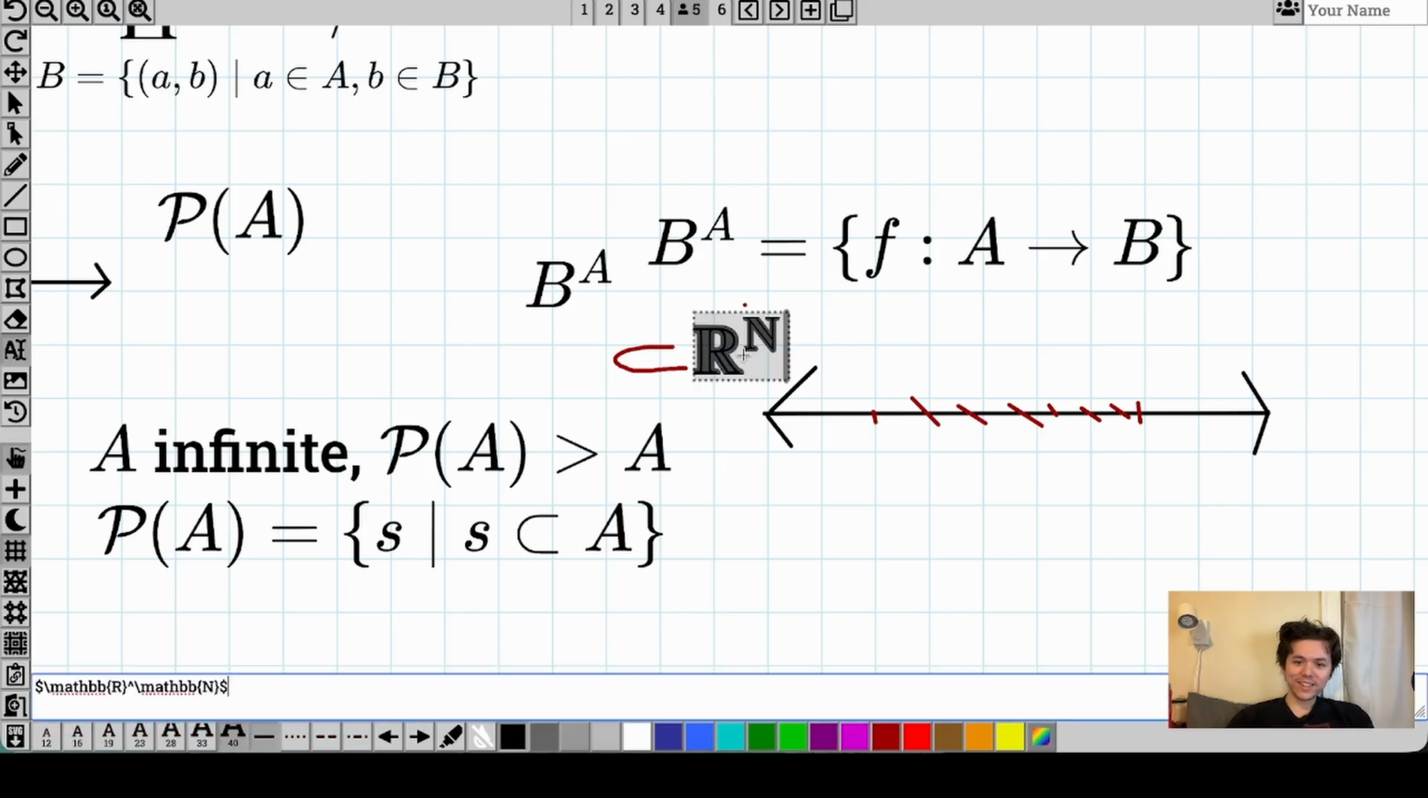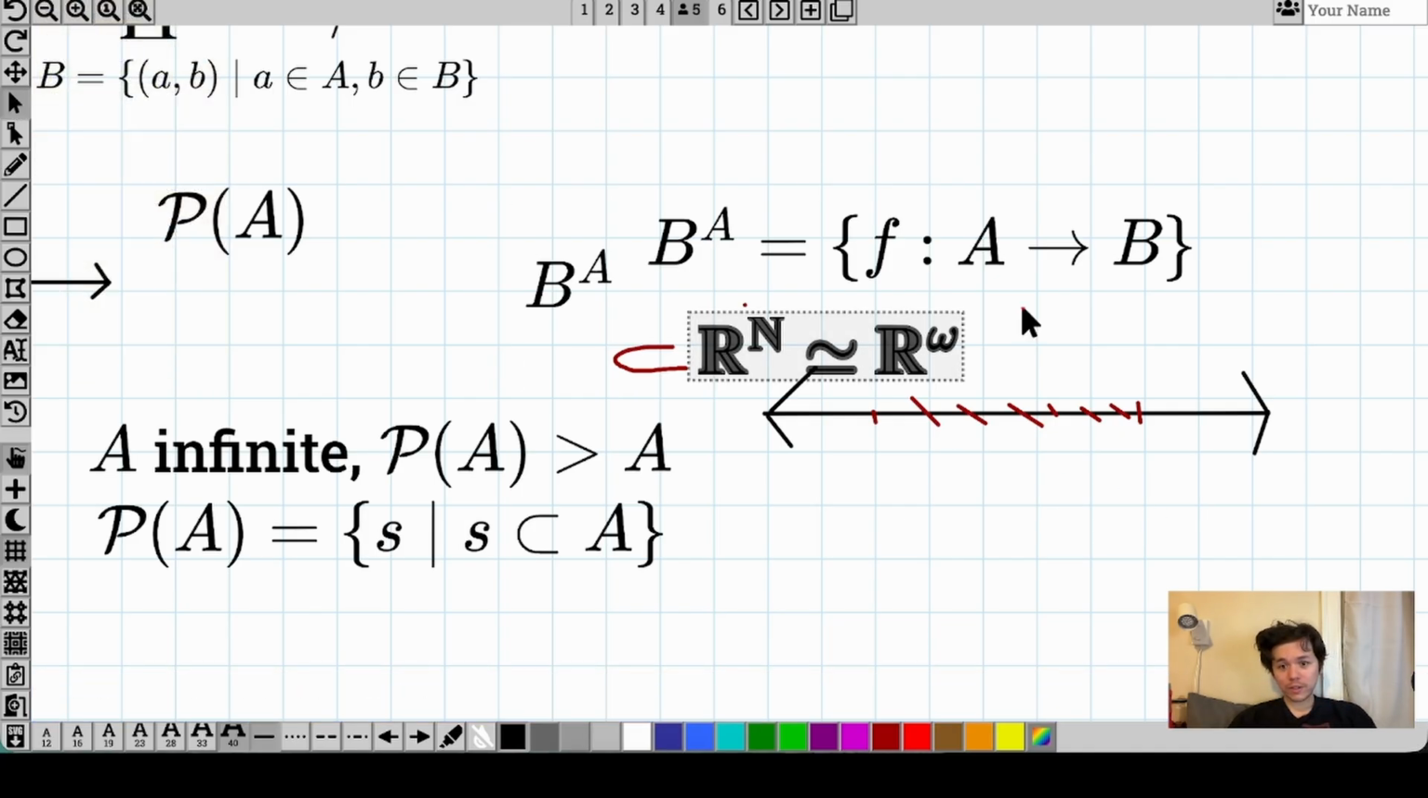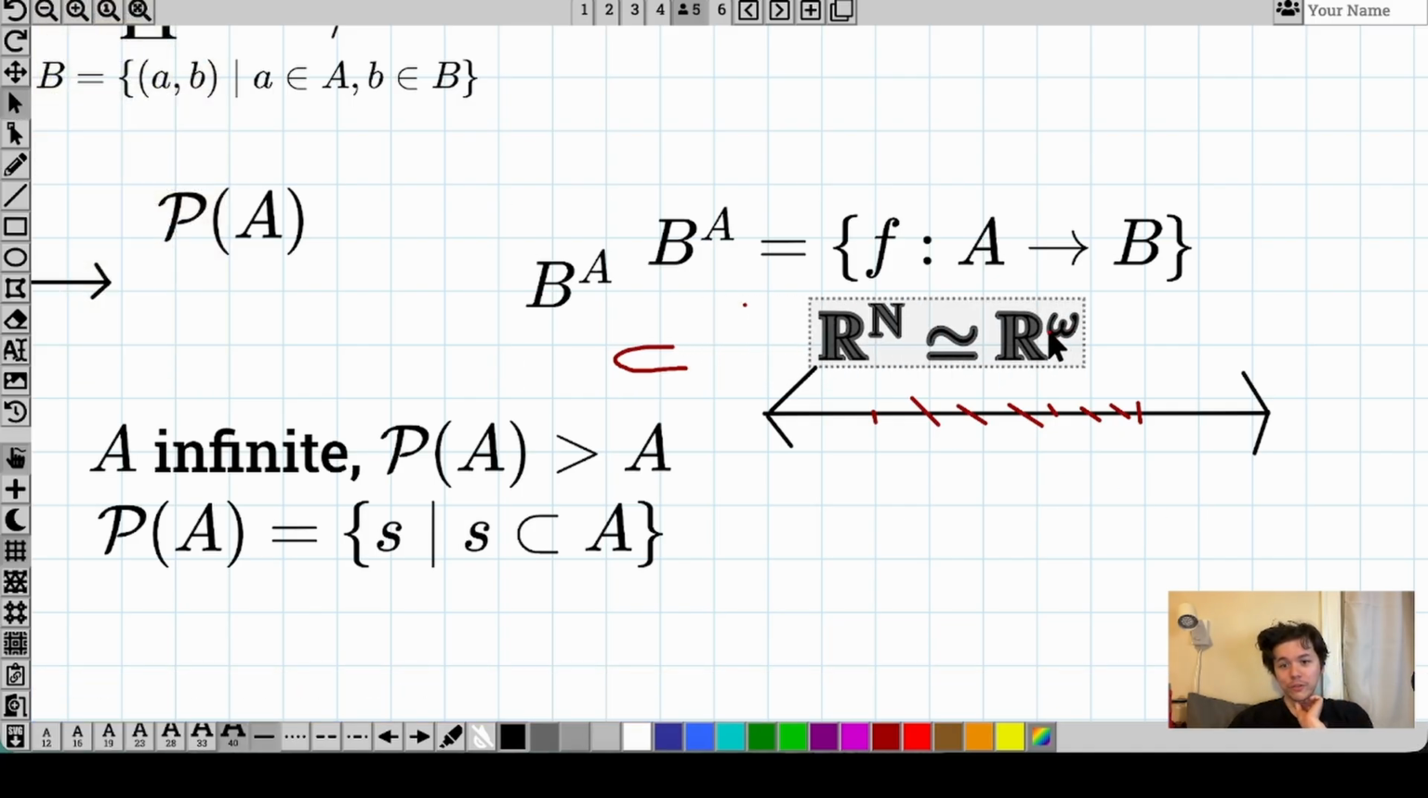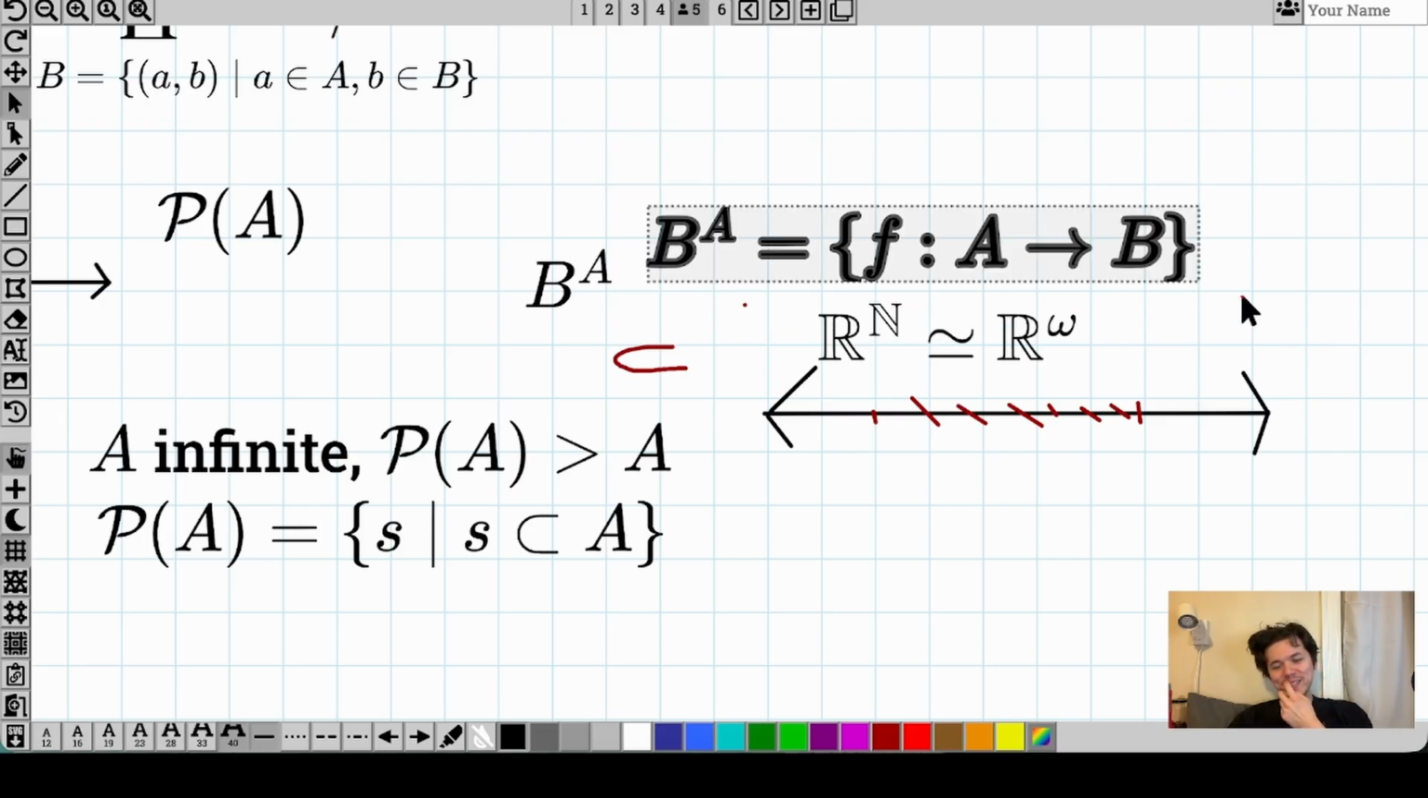And a thing to notice is that R^n is equal, and I'm going to write this sort of slimy type of equals, which means isomorphic or equivalent, to something we talked about earlier, which is R^ω. All of this symbology fits together well. You might be asking, why is exponentiation of sets the set of functions from A to B? Why does that make sense?